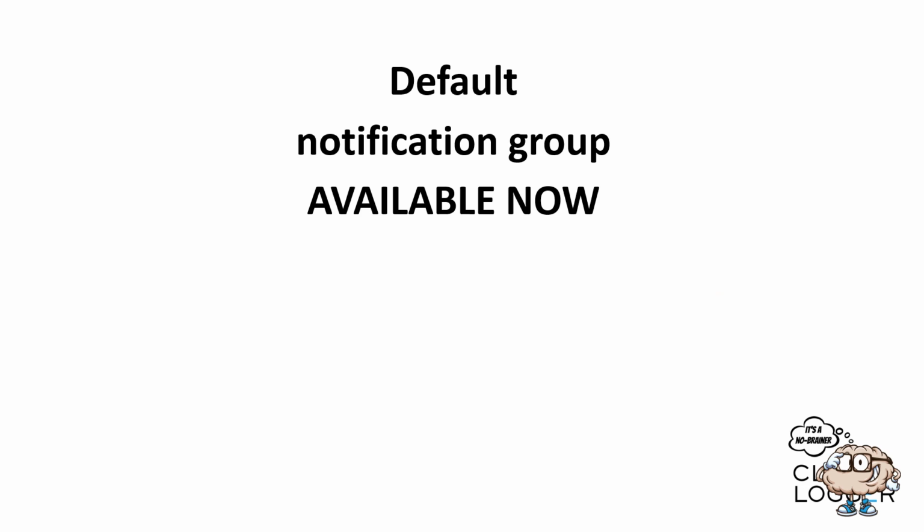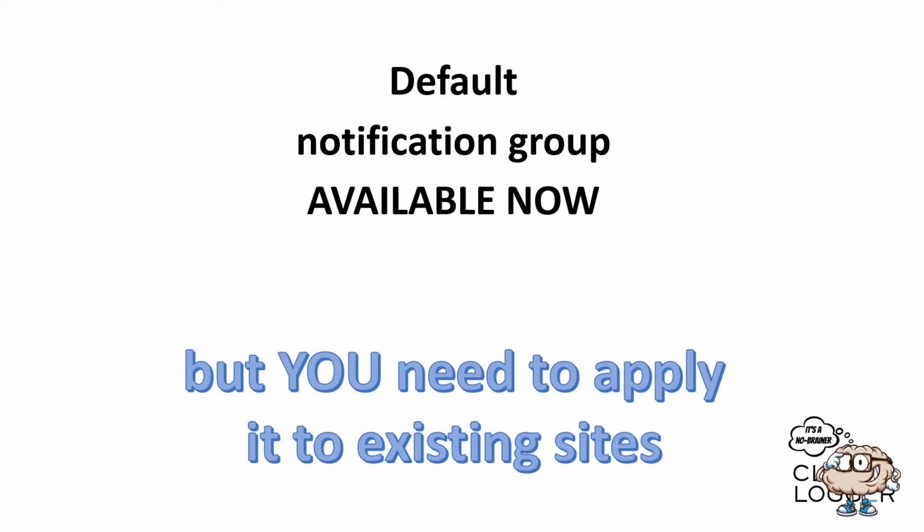So as I said, the default notification groups are available now. But this is the big thing. You need to go in and apply this to your existing sites. And so the way you do it is to go in. We've sent you links through to your notification groups. Click on those links, and then you will find a button that says split notification group and apply defaults. So you need to go through each of your notification groups and do that.